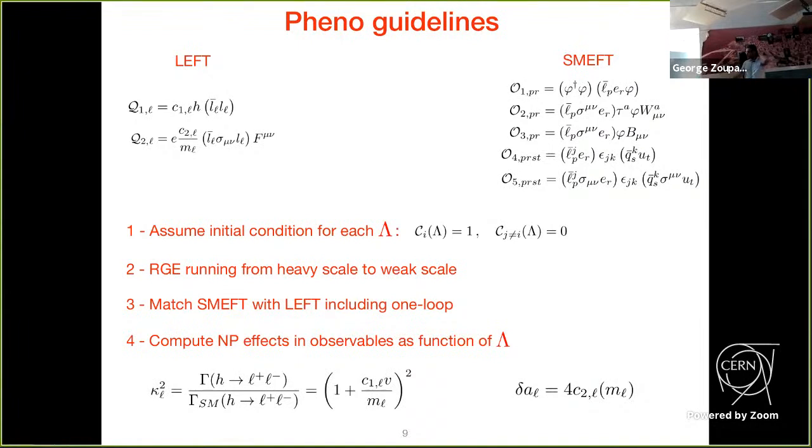And before anyone asks, yes, there is electroweak running from the left to the left case, but since we're looking at the lepton sector for g minus 2 and Higgs decay, we neglect this running, which is usually proportional to powers of alpha. So we only take into account the running from the heavy scale to the weak scale.